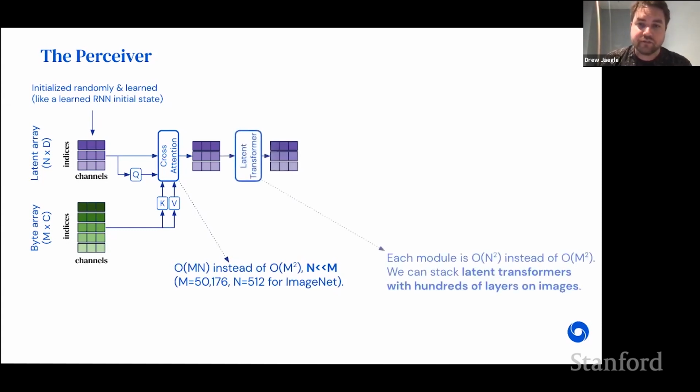Once we're in this space, we can build an architecture using a standard transformer, but phrased in the latent space rather than in the input space. Because we've distilled the input down to the smaller space, we can still flexibly allow all of these points to interact. So this should still be nearly as expressive as a normal transformer. And each of the modules here is now quadratic in the latent size rather than the input size. So this is something that we can control quite a lot.